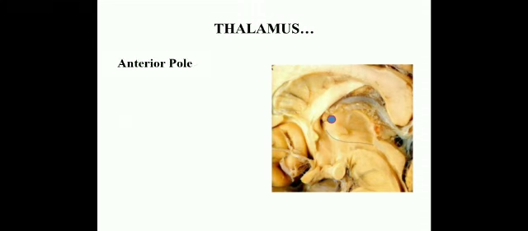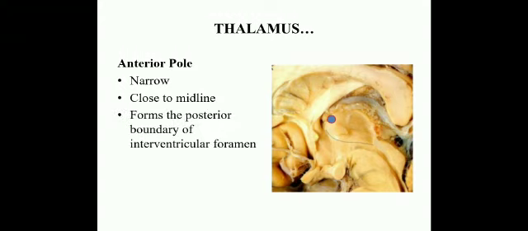It has two poles, the anterior pole and the posterior pole or the posterior end. The anterior pole is narrow and it is close to the midline. It forms the posterior boundary of the interventricular foramen. See here, the arrow is showing the interventricular foramen. So, the posterior boundary is formed by the anterior pole of the thalamus.